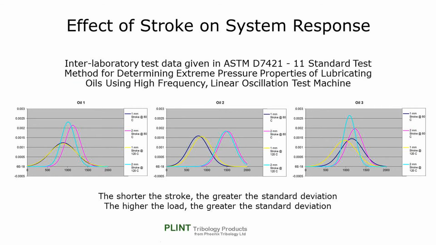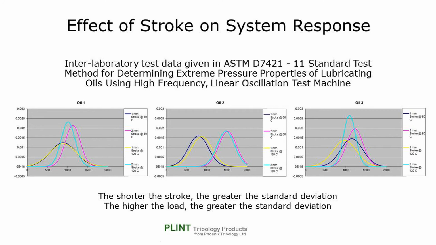How does the stroke length, in other words the overlap parameter, affect the response? This example is taken from the interlaboratory test data given in ASTM D7421 of 2011, Standard test method for determining extreme pressure properties of lubricating oils using high frequency linear oscillating test machine. Table 1 gives results for tests run on 3 different oil samples at either 1 mm or 2 mm stroke. Plotting standard deviation gives the results shown.